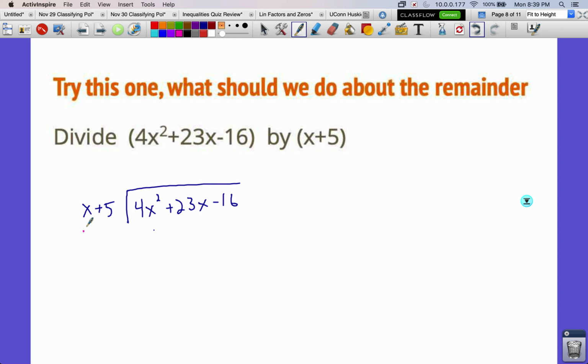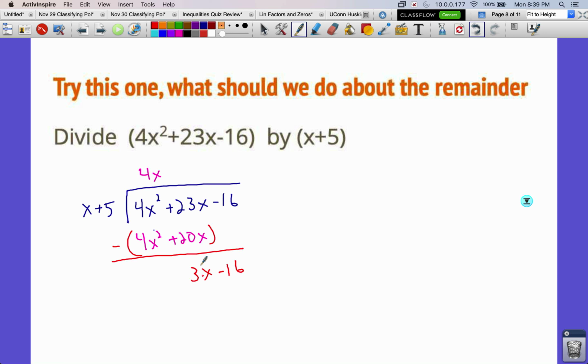And I'm moving my way down, asking what do I need to multiply x by to equal each of these terms. So the first one would be a 4x. Actually do the multiplication, I get my 4x squared and a plus 20x back. I'm going to add a set of parentheses around this, subtract it away. I get a negative 3x, drop down the minus 16.